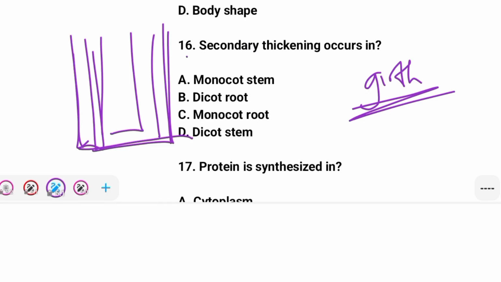There's dicot and monocot. So secondary thickening only occurs in dicot plants, but it occurs in the roots. So the answer is dicot roots. So you can see dicot stem. They're trying to confuse you. Okay, so the answer is dicot roots.